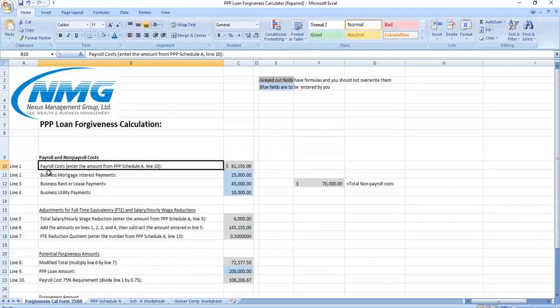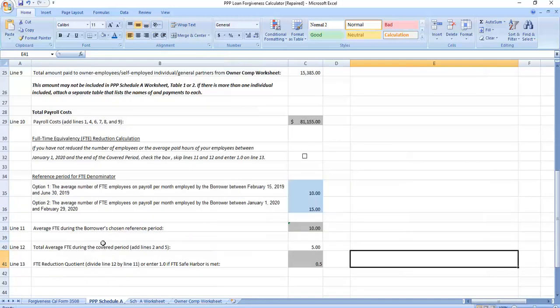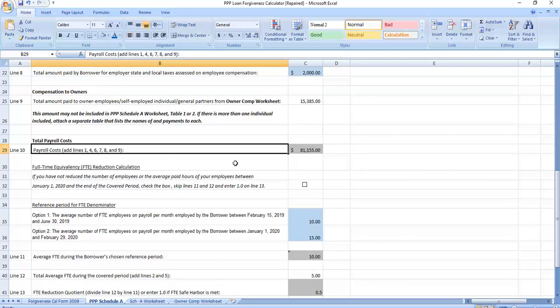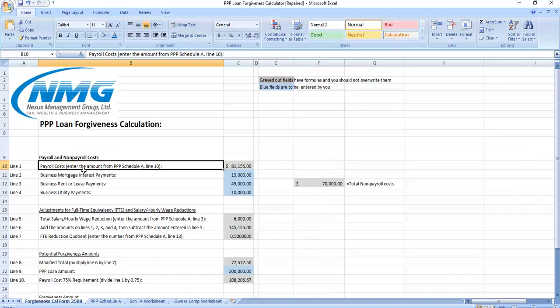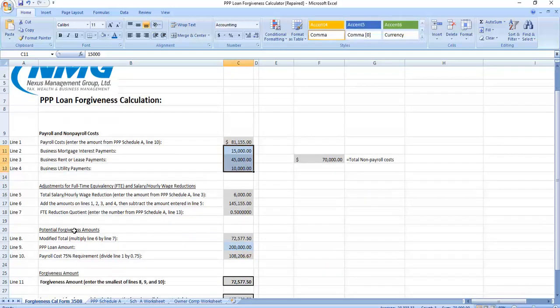So we're looking at payroll costs, and this is coming from Schedule A, line 10. We did see that line 10, the total payroll costs, that includes all these here. Now these are entered directly by us, which is mortgage interest payments, rent or lease payments, utilities payments. All these are non-payroll costs.